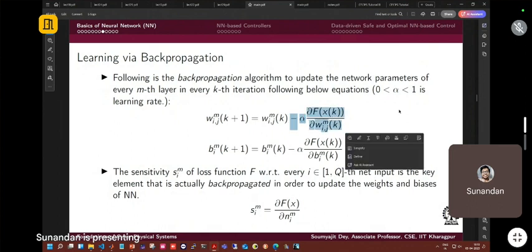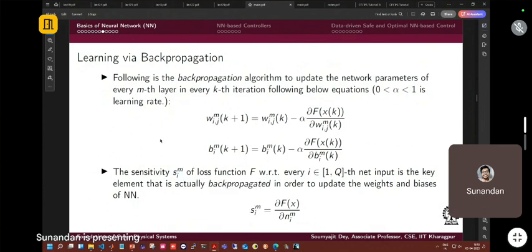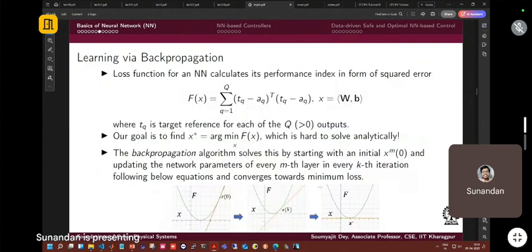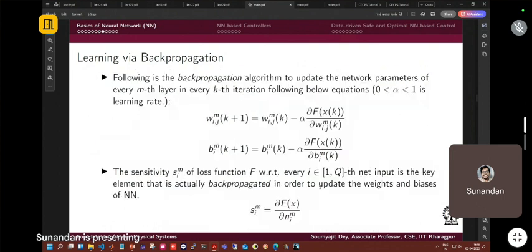updating it with. This is basically a sensitivity, a metric that we call the sensitivity of the loss function. So how do we compute that? Del f del n mi. So what does it mean, del n mi? Here n can be either the weight or the bias.